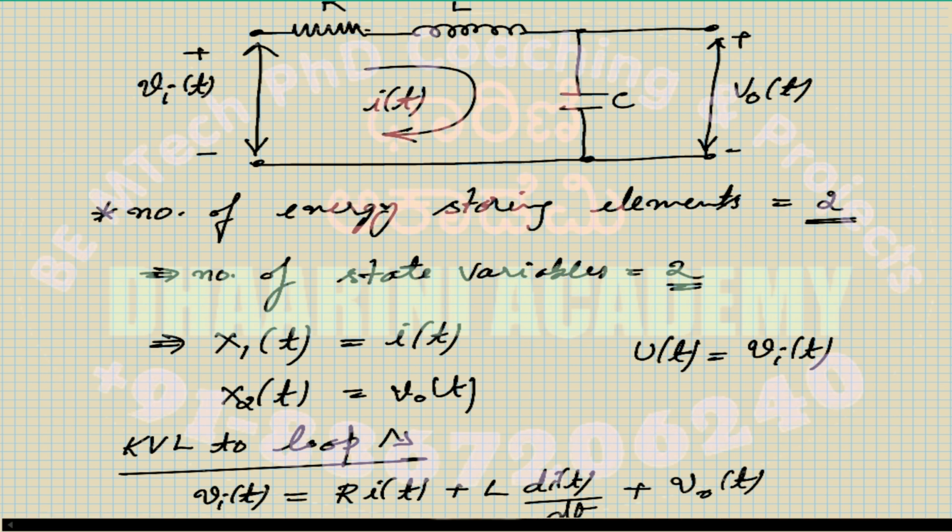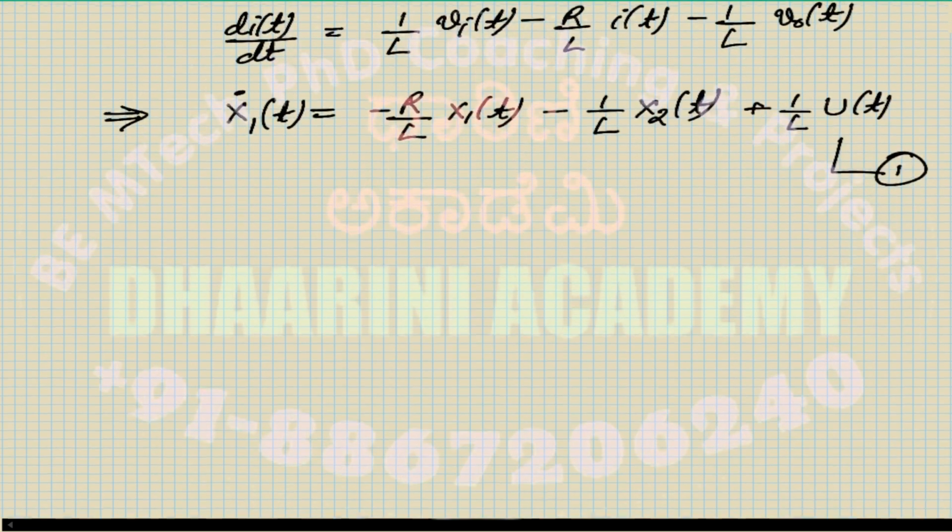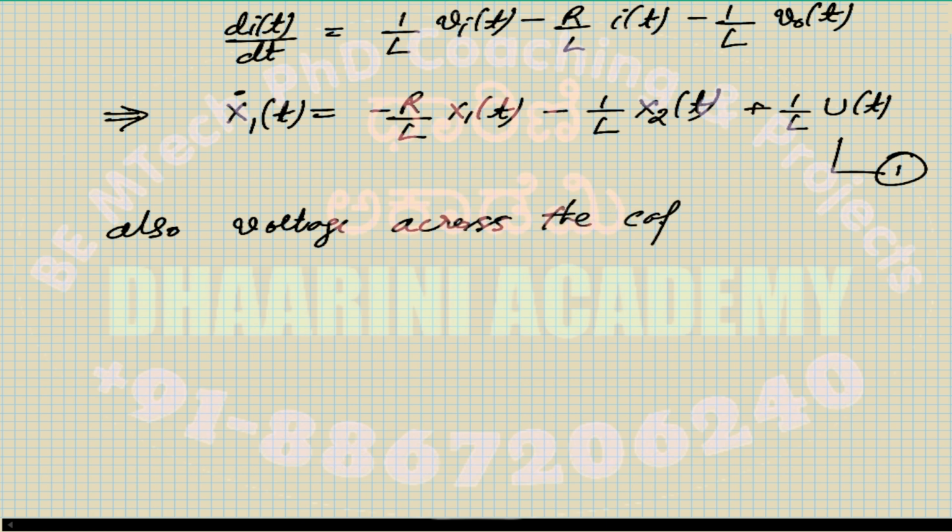So for voltage across capacitor, we have a standard equation, correct? So also the voltage across the capacitor is, in this case, V naught of t equal to, what is V naught of t? It is 1 by C integral of I of t dt.